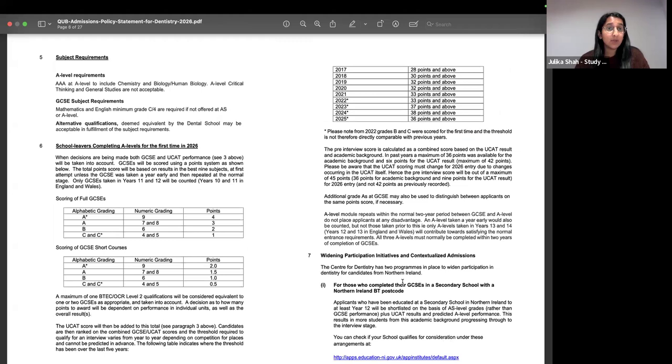This also talks about A-level requirements. Some of you might do the IB, some of you might have a degree, you might all be doing different things. So be aware that here it says you need 3 A's at A level and you need to do chemistry and biology. So those two are necessary. And for GCSEs, you need a C or a 4 as a minimum. Then it talks about school leavers completing A levels for the first time in 2026 because the grading is changing. So be aware of how many points you'll get based off what you've done. And this is the scoring system for when you did your exams as well.